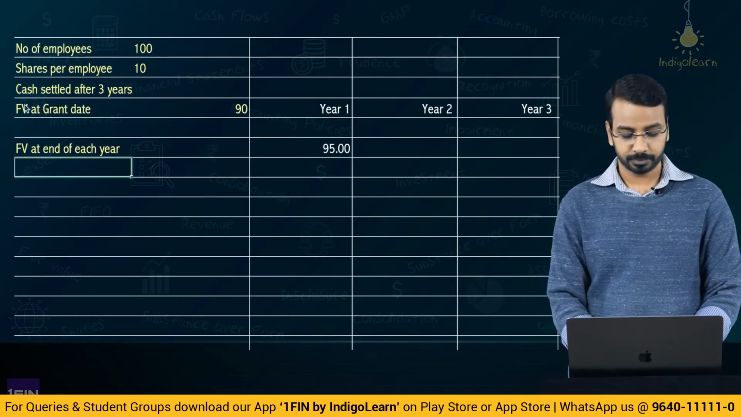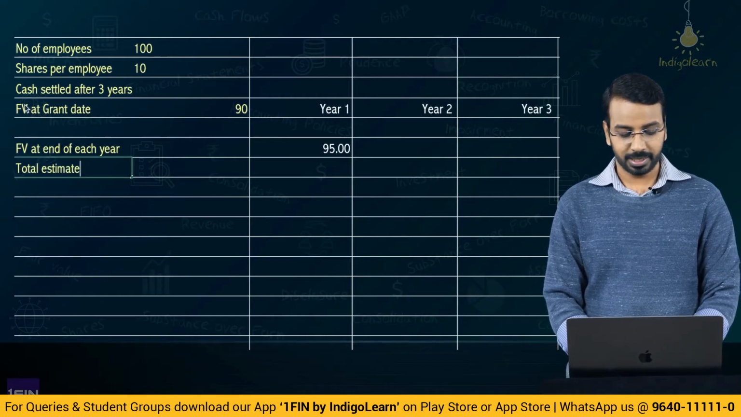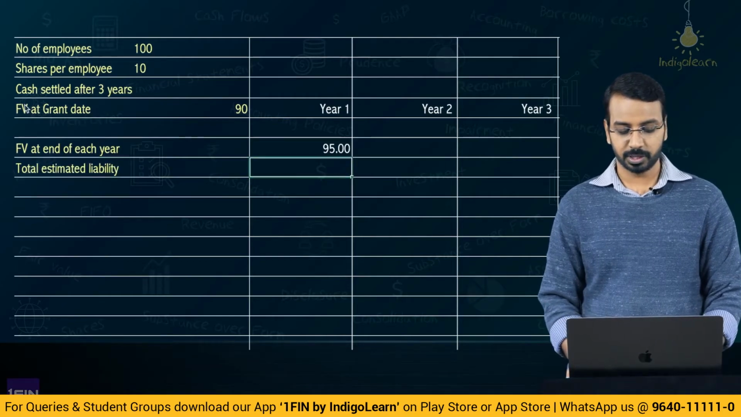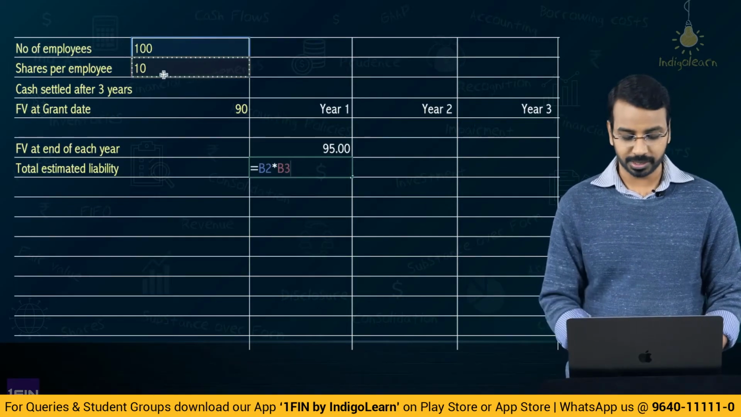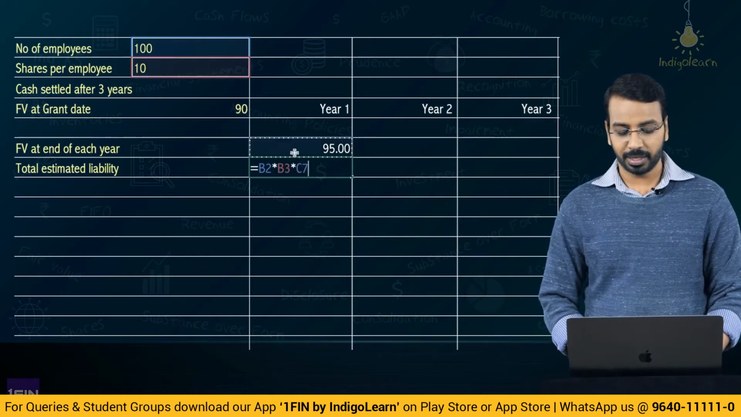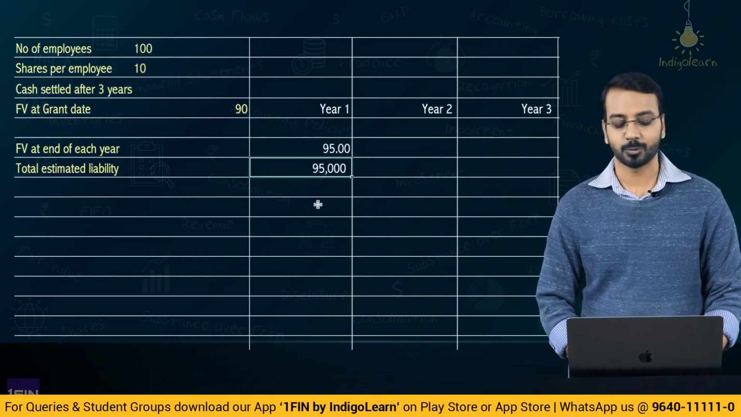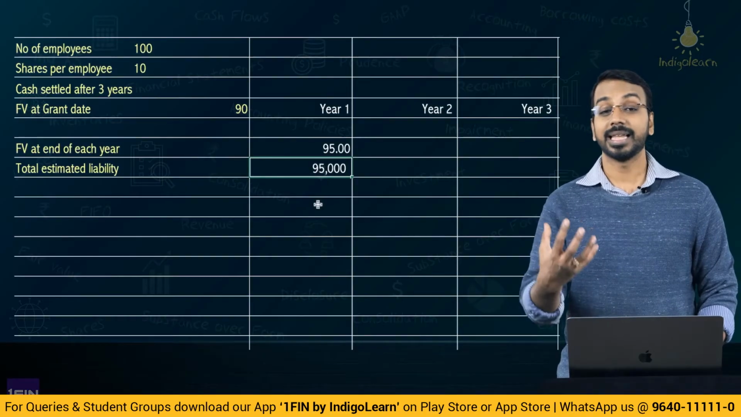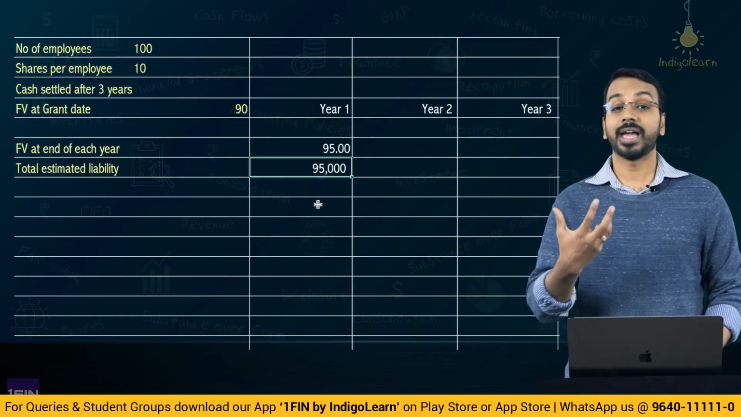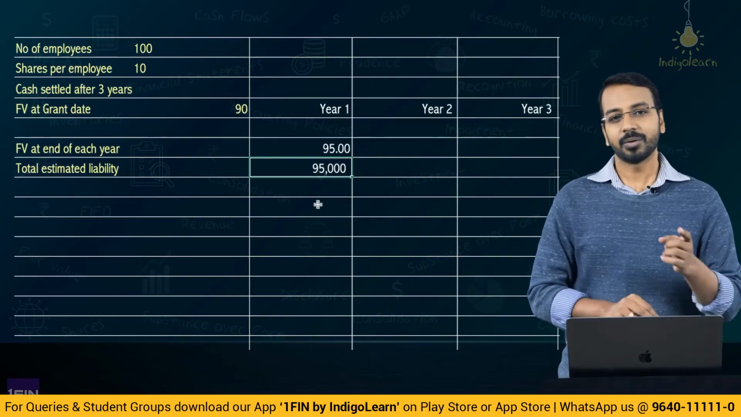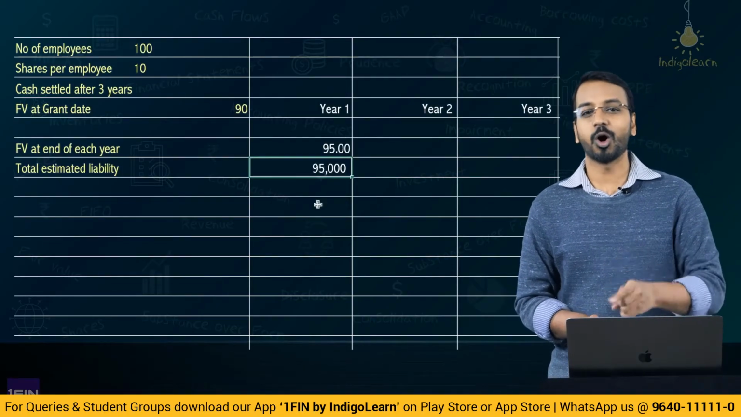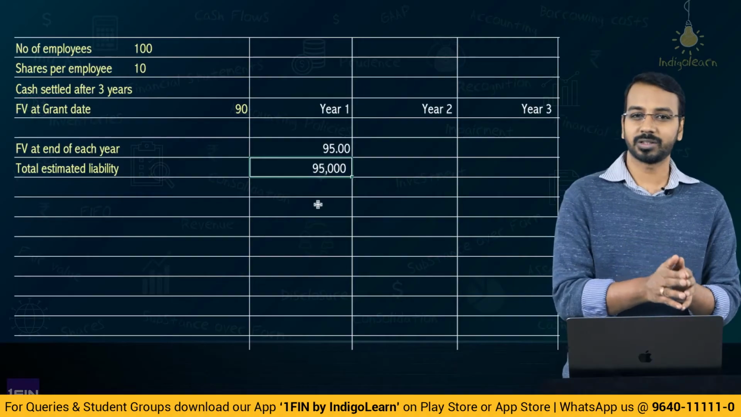Okay. So total estimated liability. How much will be the total estimated liability? Number of employees 100 multiplied by shares per employee 10, so 1000 shares multiplied by fair value 95, you get 95,000. So the company expects that there will be a cash outflow of 95,000 considering the fair value at the end of year 1. Now is this 95,000 expense for 1 year or for 3 years? This is an expense for 3 years.